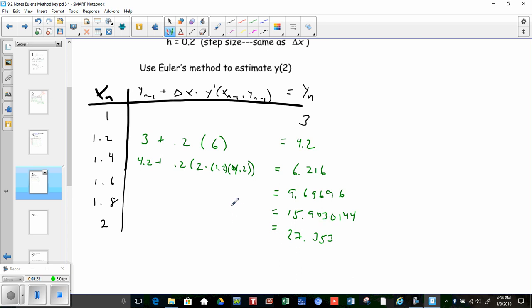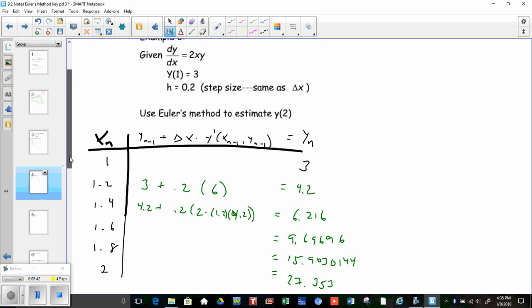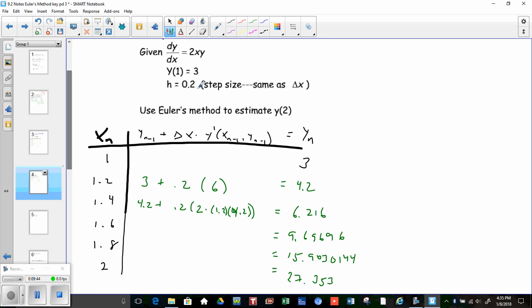All right. So that means that y of 2, according to this, with a step size of 0.2, is approximately 27.353. What I can tell you, because I know what's coming, is that this is not a very good approximation for whatever this original equation was that came from. And we could find this original equation, and we will eventually, just not now. Again, the main reason we do this is because a lot of these you cannot.